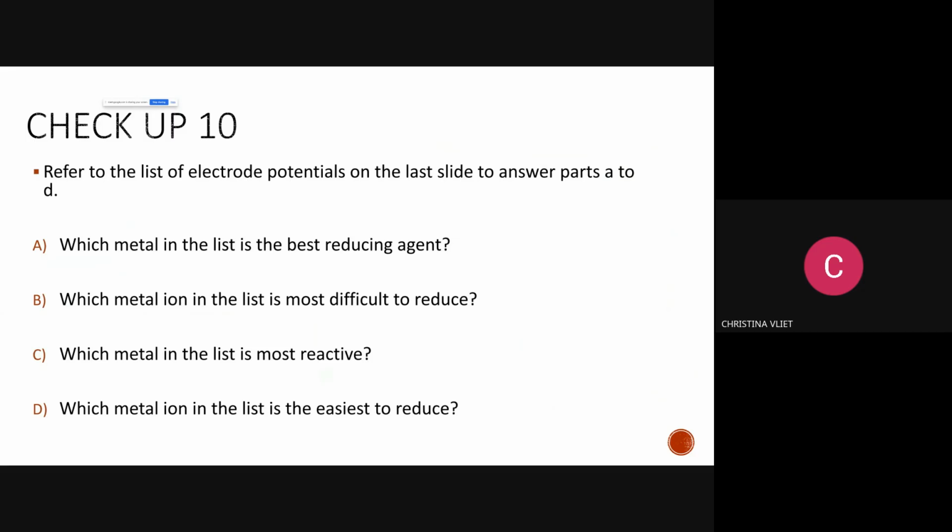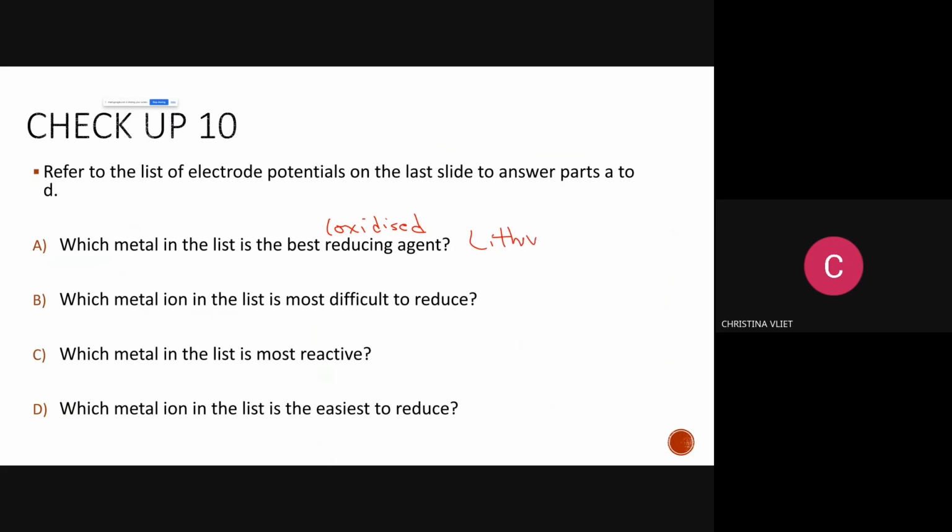First one says, which metal on the list would be the best reducing agent? Which means, which metal on the list is oxidized the easiest? What do we think? Lithium, right? Because it's the lowest on that list. So lithium.